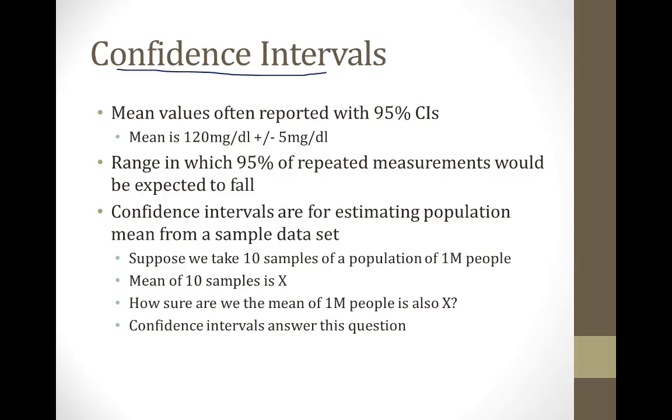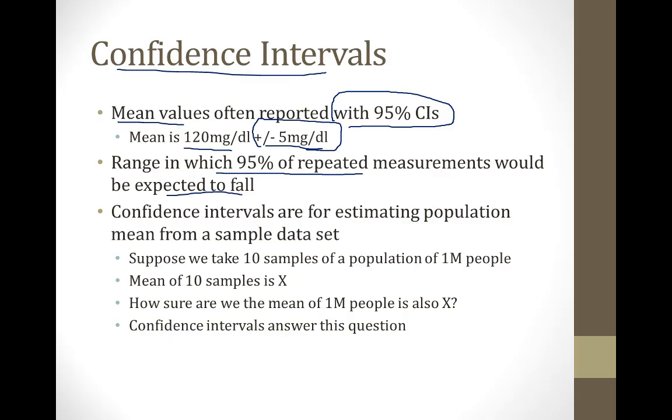When you read the scientific literature, you will see most mean values reported with something called 95% confidence intervals. For example, a study of diabetic patients might report that the mean blood glucose level was 120 plus or minus 5. That plus or minus 5 is the 95% confidence interval, and the authors are saying that this is the range in which 95% of repeated measurements would be expected to fall.